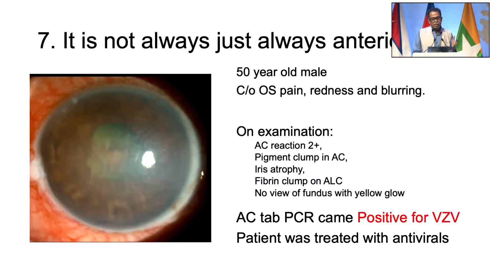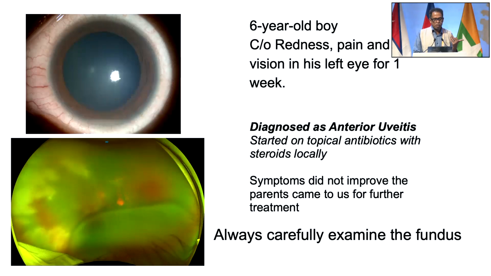Now, it's not always anterior. You see, this patient was treated mainly as an anterior uveitis. Lot of reaction in the anterior chamber, and you can see that it looks like an anterior uveitis. But the posterior segment is having severe vitritis. We did the ACTAP, and ACTAP showed positive for varicella zoster virus.